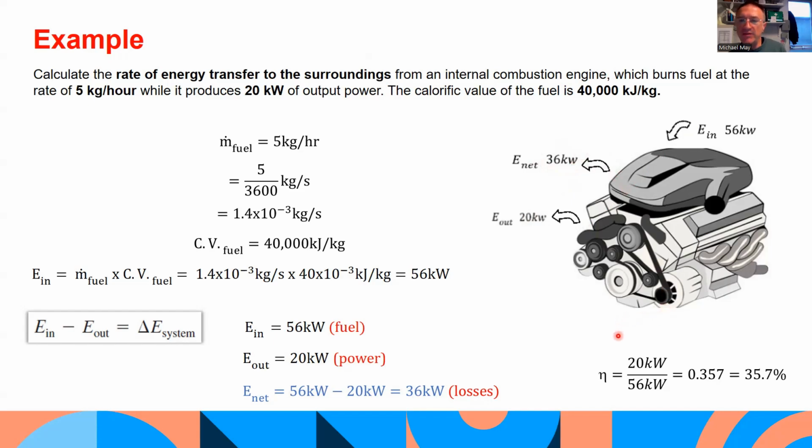And if we want to know the efficiency of that, we're not asked for it in the question specifically, but it will be the output power over the energy going in, which works out to be approximately 37.7%, which is about the efficiency range for petrol and diesel engines.